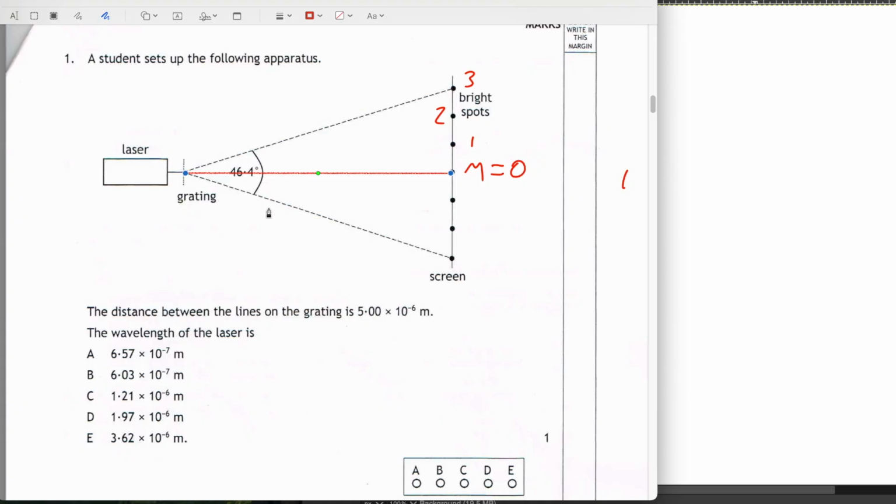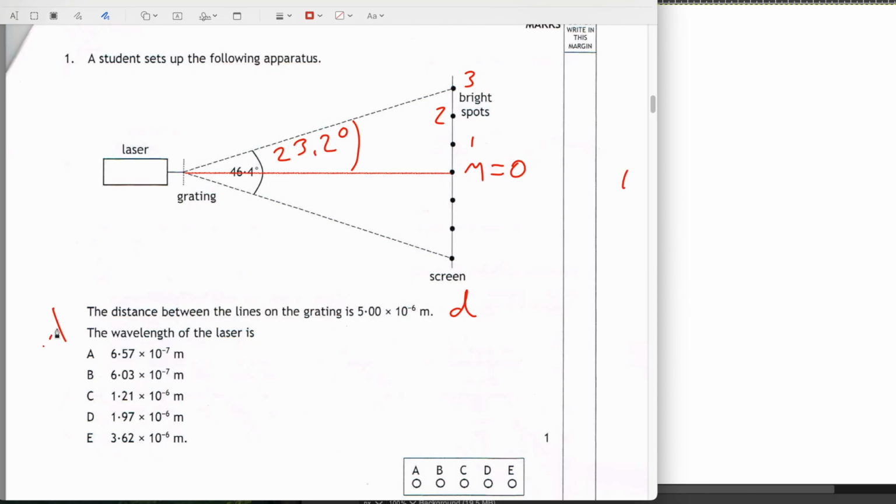All right, so 46.4, I don't think so. I'm thinking 23.2. That's what I'm thinking. All right, so a lot of people slipped up here. The angle is 23.2 degrees to the third maximum. So the distance between the lines and the grating is this. So that's d, isn't it? The wavelength of the laser is one of these, right? So it's asking us for lambda.